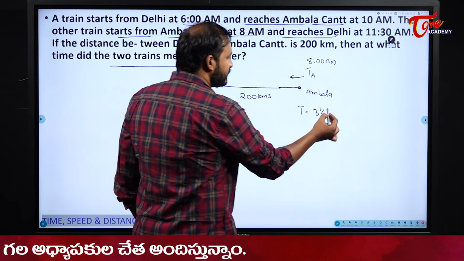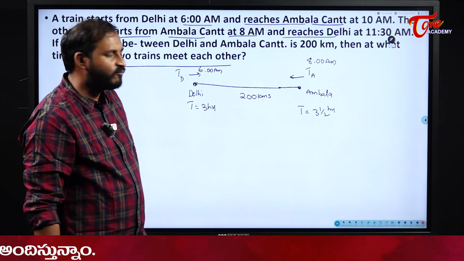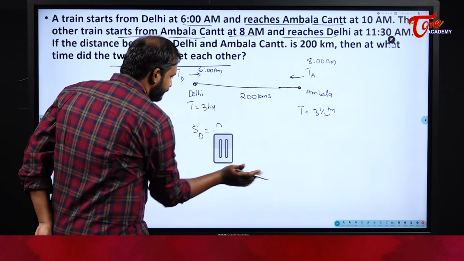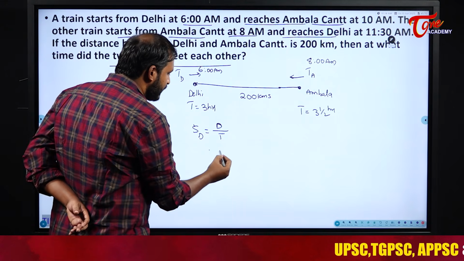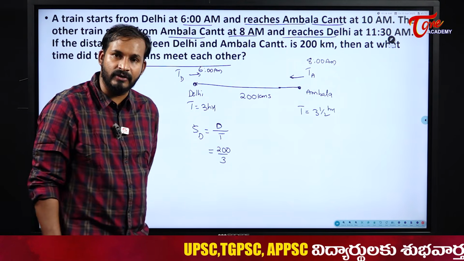Now please observe here, students. First of all, we will find the speeds of both the trains. What is the speed of the train from Delhi? Distance by time. What is the distance here? 200. And what is the time taken? 3. Good, super, 200 by 3.